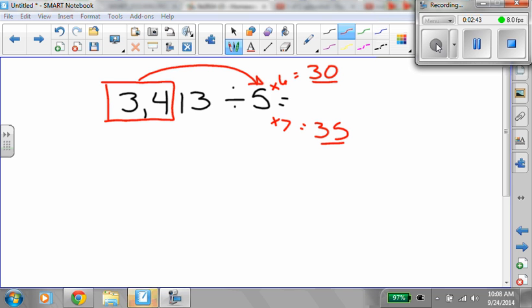Here are my 2 compatible numbers. Which number is closest to 34? The 35 is closest to 34. 35 divided by 5 is 7. And I've got 2 digits, so 2 placeholders. So my answer is about 700.